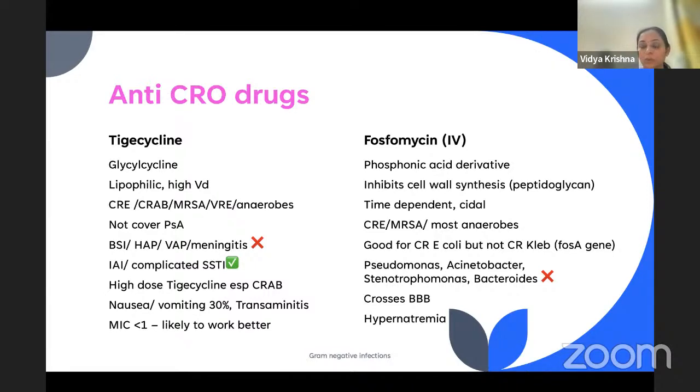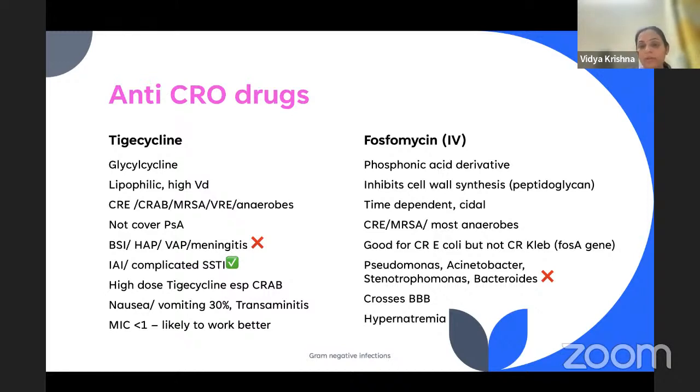That's what I can tell you. Most centers have very good sensitivity for their CRE E. coli to fosfomycin. But it's not a good drug for CR Klebsiella, because CR Klebsiella and other Enterobacteriaceae have what is known as a FOSA gene. This FOSA gene will automatically inactivate this drug. So even if it is sensitive in vitro, it is not a good drug in vivo.